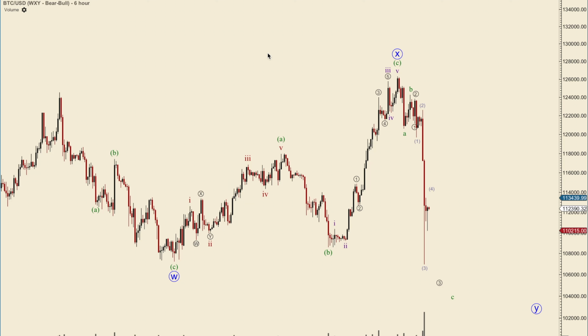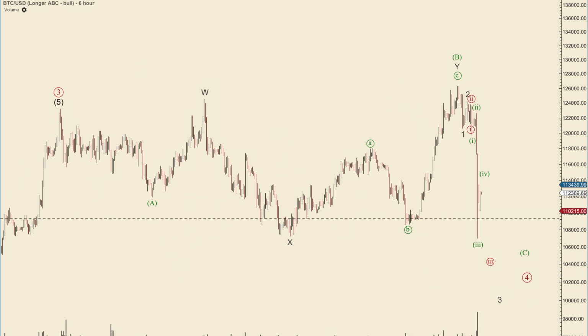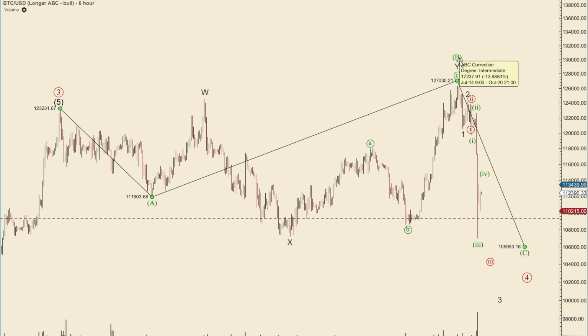So everything crashed. What happened? Well, is this the beginning of the bear market? We're gonna check three different scenarios for that. So this is the first scenario where we are counting this as an A, W, X, A, B, C to a Y finished. And then this is a finished wave B. And now we're looking for a wave C.